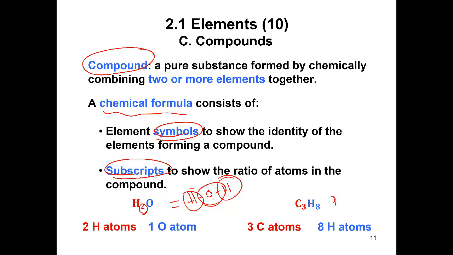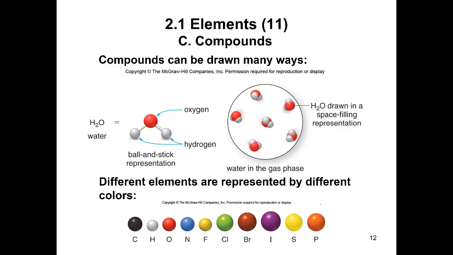This is the symbol for propane. When we have propane, we have 3 carbons and 8 hydrogens that come together and form the compound called propane. So when we write compounds, we're always going to tell you how many of each thing we have. One way of doing it is the formula like we just looked at, and we're going to look at water as an example. But there are lots of ways that you can do these.